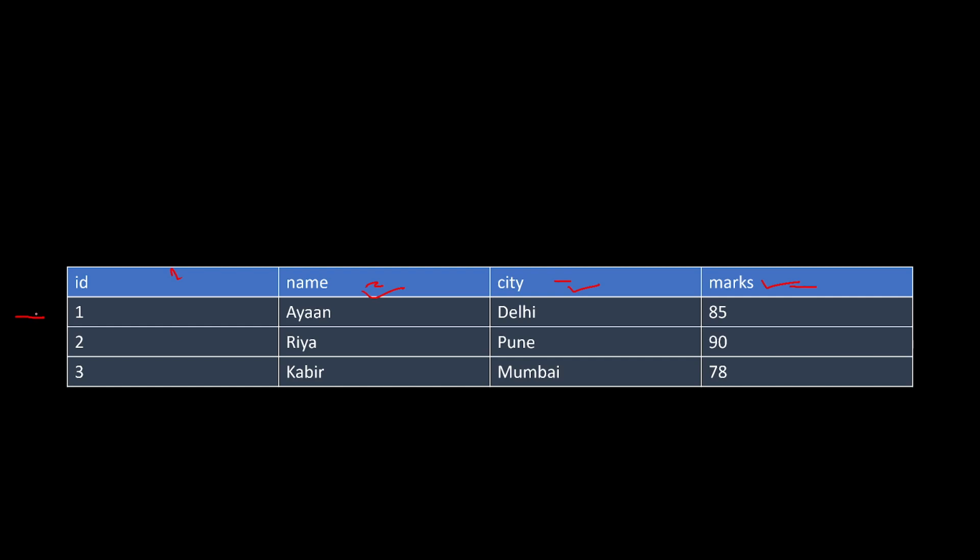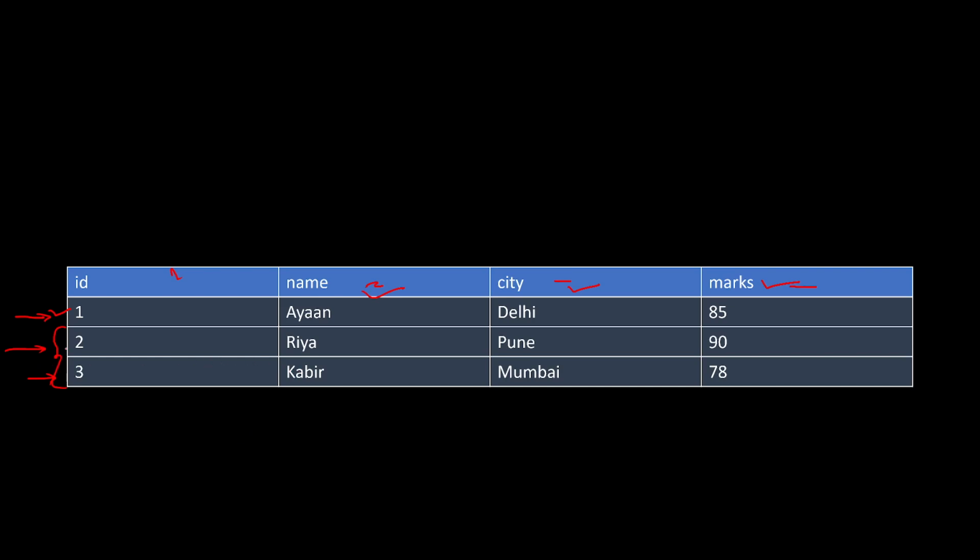These horizontal lines, right? These are called rows. Each row keeps information about a student here, right? For example, this row number one keeps information about a student named Ian, right? What is his ID? What is his city? What is his marks, right? So each of these rows is information about a particular student, right?